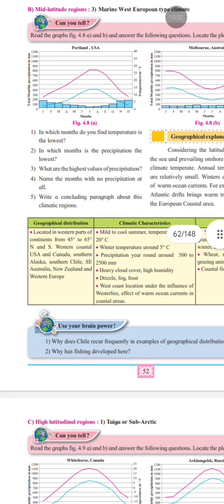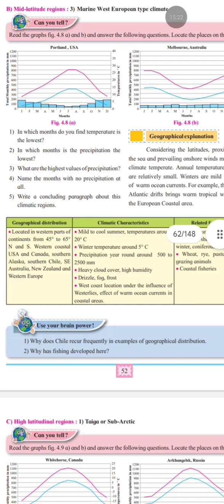Now, distribution. The climate is mainly found on the western parts of the continents between 45° and 65° north and south latitudes. And important regions: Western USA and Canada, Southern Alaska, Southern Chile, Southern Eastern Australia, New Zealand, Western Europe. Temperature and rainfall. Summers are mild to cool with temperatures around 20 degrees Celsius. Winter's temperature is around 5 degrees Celsius. Rainfall occurs throughout the year and is around 500 to 2500 mm.